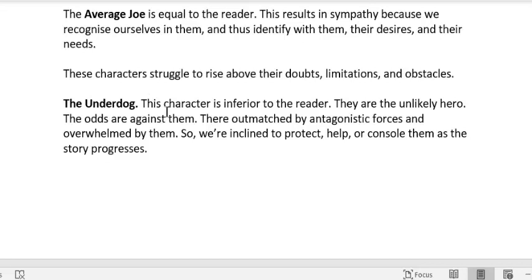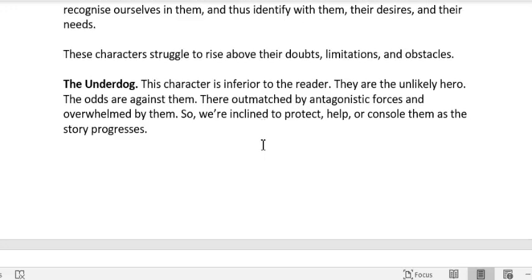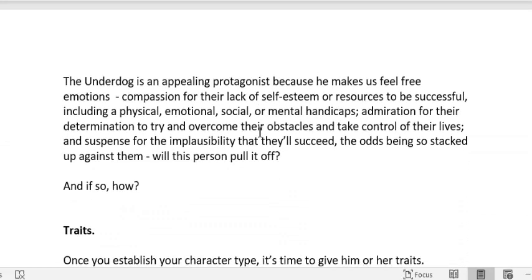The character is inferior to the reader and they are the unlikely hero. The odds are against them. They're outmatched by antagonistic forces and overwhelmed with them. So we're inclined to protect, help or console them as the story progresses. The underdog is an appealing protagonist because it makes us feel three emotions. Compassion for the lack of self-esteem or resources to be successful, including physical, emotional, social or mental handicaps.